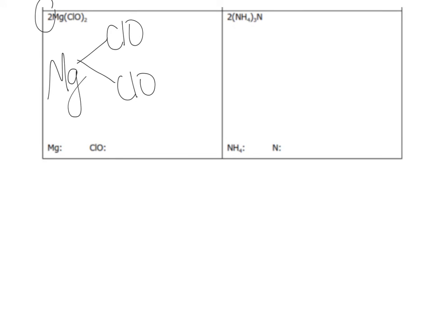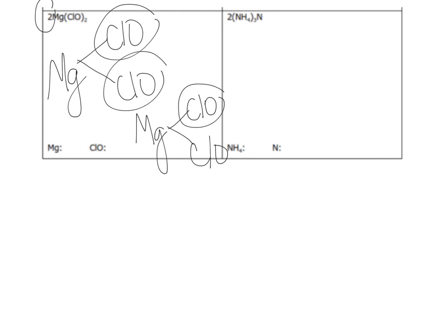Alright, my last 2 examples. I've got 2 branches on this one, ClO at the end of each branch. My coefficient is 2, so I'm going to draw it twice. And I've got 2 Mgs and 4 groups of ClO.